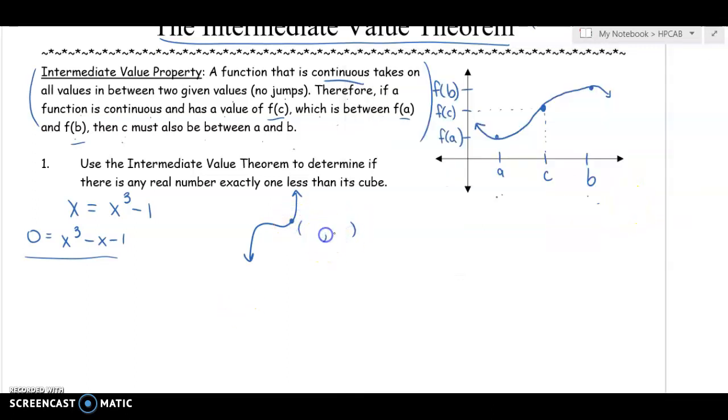The goal is to find out what that x-intercept is. We know the y value is 0. We just don't know what that x value is yet. That's what we're trying to find. And we can easily find it by graphing on our calculator, which we'll do in a minute. But what I'm going to do is start looking at the intermediate value theorem aspect of it.